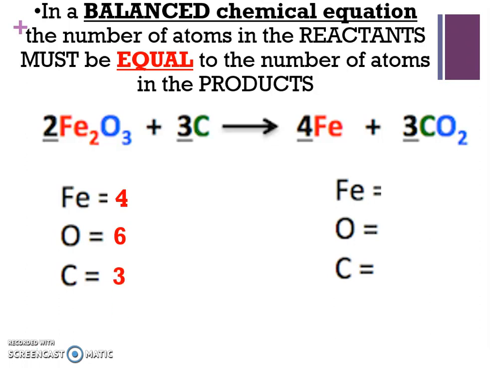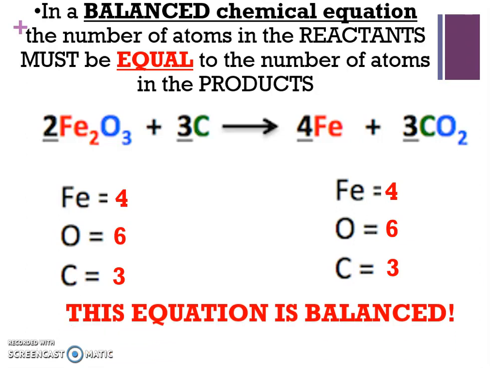Let's look at the right side. How many irons do I have? 4. How many oxygens do I have? The subscript for oxygen is 2. The coefficient in front of it is 3, so 3 times 2 is 6. How many carbons? Carbon has a subscript of 1, again, 3. 3 times 1 is 3. Is this equation balanced? Well, let's look. Do we have the same number of atoms on both sides? Yes, so this equation is balanced.